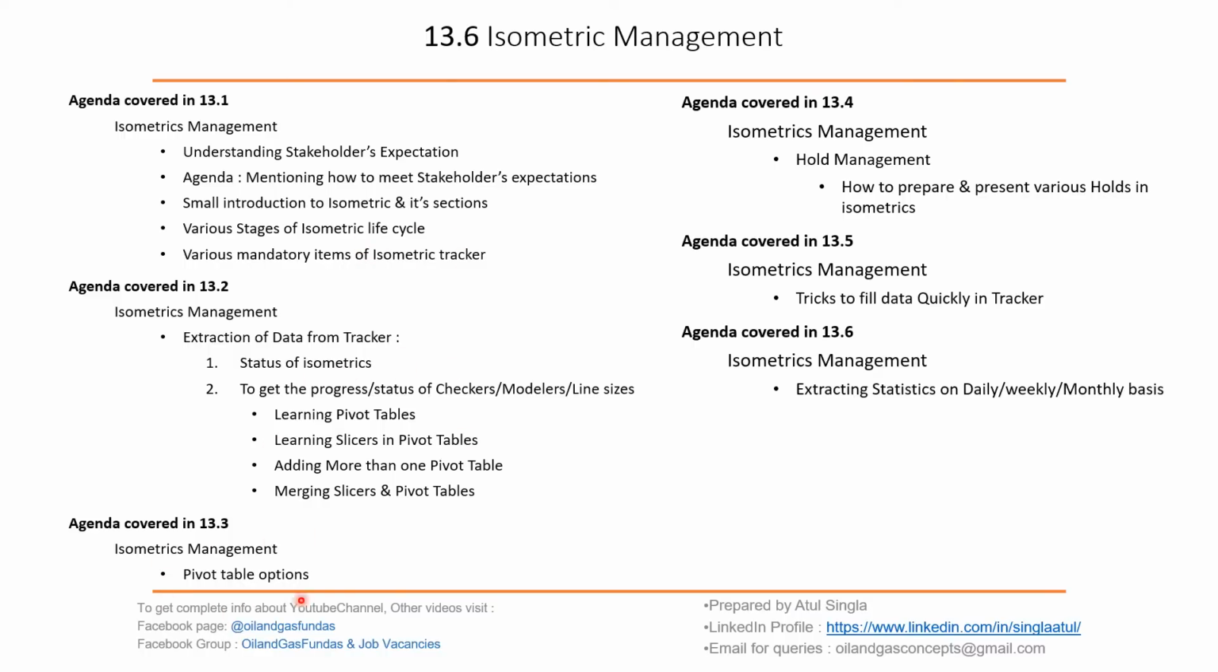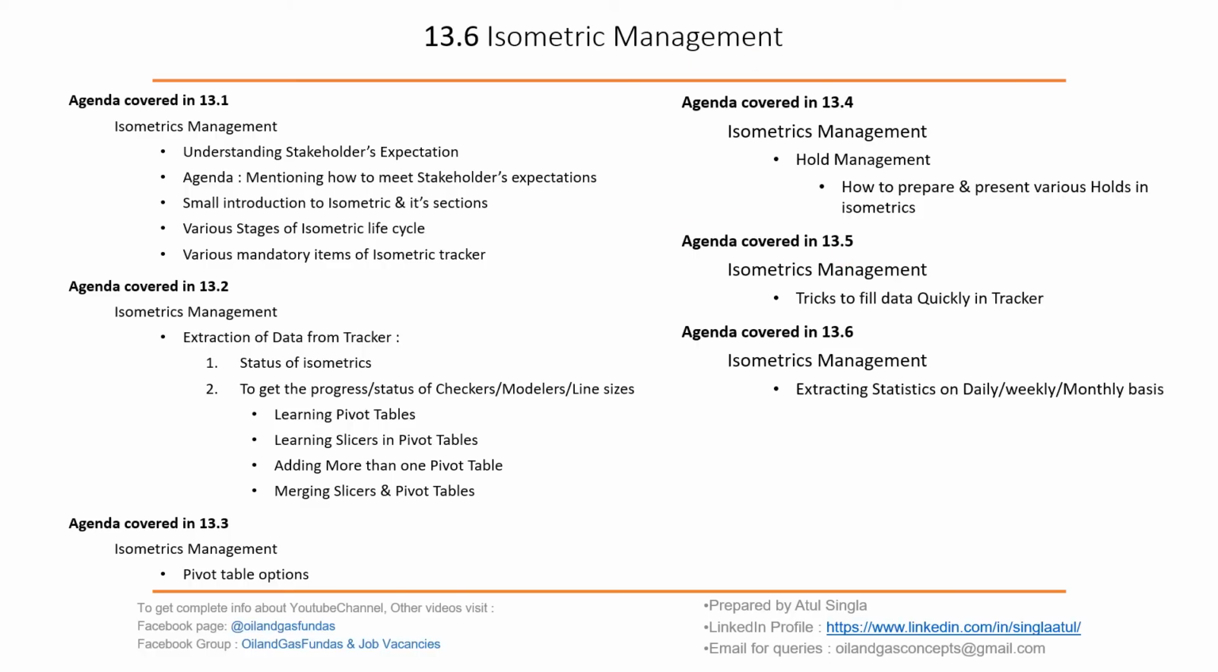Then we talked about the pivot table options available in Excel to get a better format of the reports we are extracting. Then we talked about hold management, how isometric holds can be prepared and presented to the management so that they can be handled and resolved to get a clear front of isometrics. In the last part, we discussed the tricks to fill the manual activities in a tracker. I hope you enjoyed all these sections till now in isometric management.